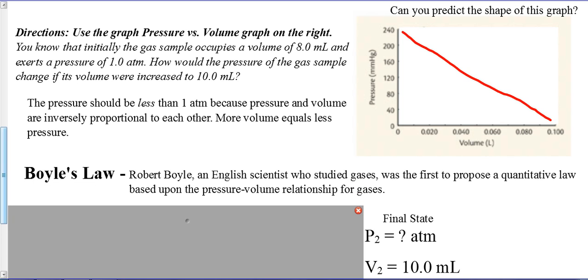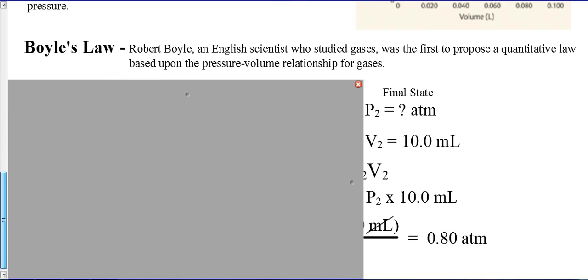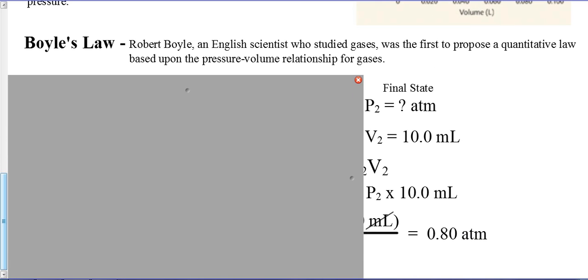We have a mathematical law that was created by a man named Robert Boyle. He was an English scientist who studied gases and really was the first person to propose a quantitative law, meaning a law that we can plug numbers into and figure out this relationship mathematically.